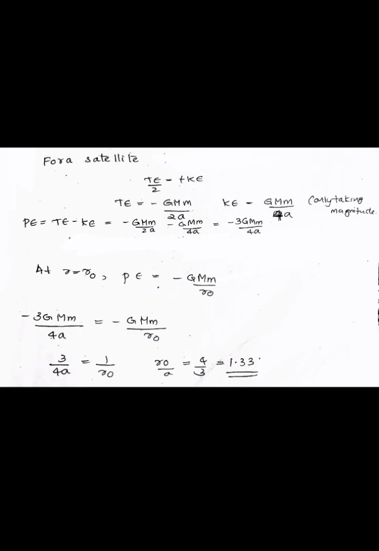And at r equal to r0, the potential energy is equal to minus GMm by r0. Equating these two values of potential energy, we get minus 3 GMm by 4a is equal to minus GMm by r0. That is, 3 by 4a is equal to 1 by r0. That is, r0 by a is equal to 4 by 3. This is equal to 1.33. So this is the answer.